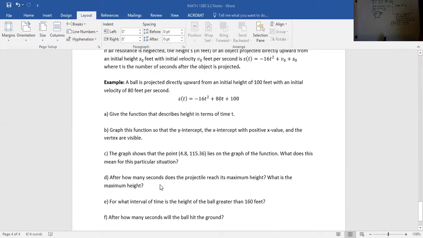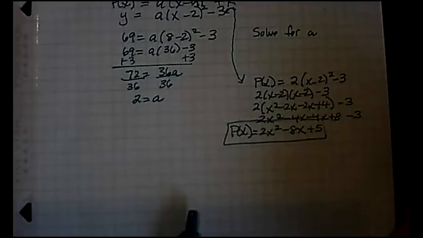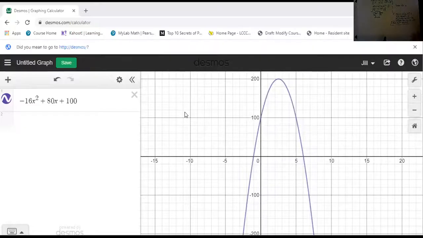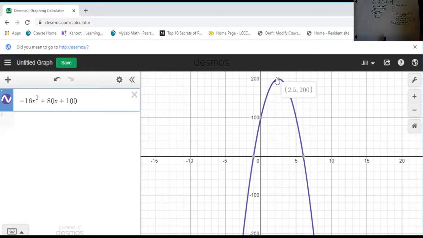All right, so after how many seconds does a projectile reach its maximum height? And then what is the maximum height? So let's see. Here's our picture. The question is, how many seconds does it take to reach the maximum height? Well, this is the highest point up here. How many seconds did it take to get there? Well, it took 2.5 seconds.